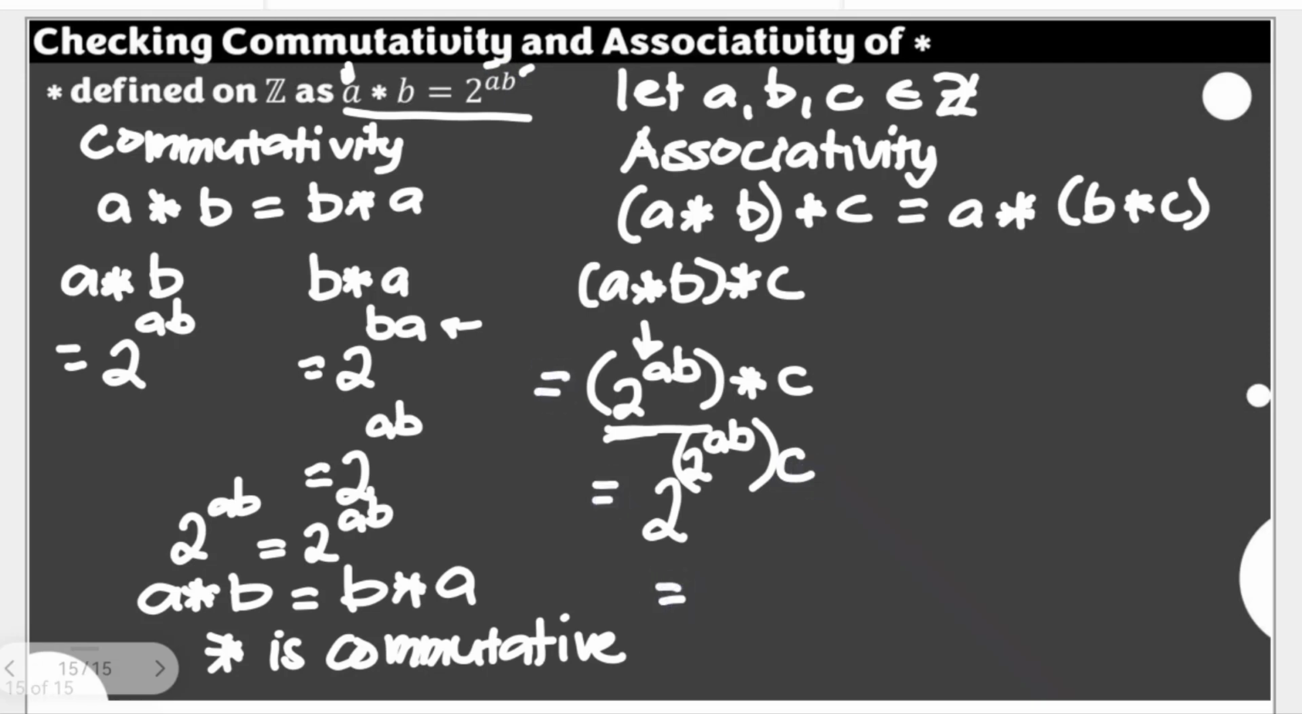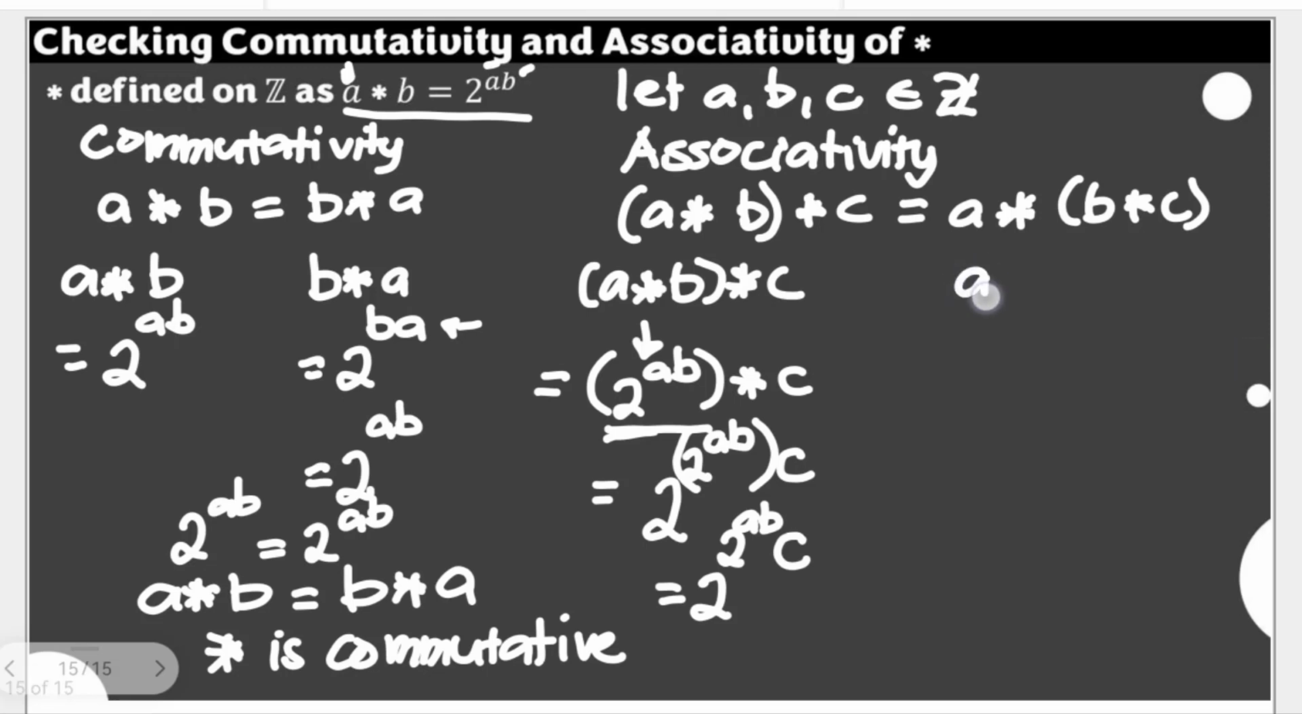This would mean the left hand side is 2 to the power of 2^(ab) times a coefficient c. It's not an exponent c because we simply multiply them as exponents already. That's the result of our first side, the left hand side. Let's see if it's the same as having the second grouping.